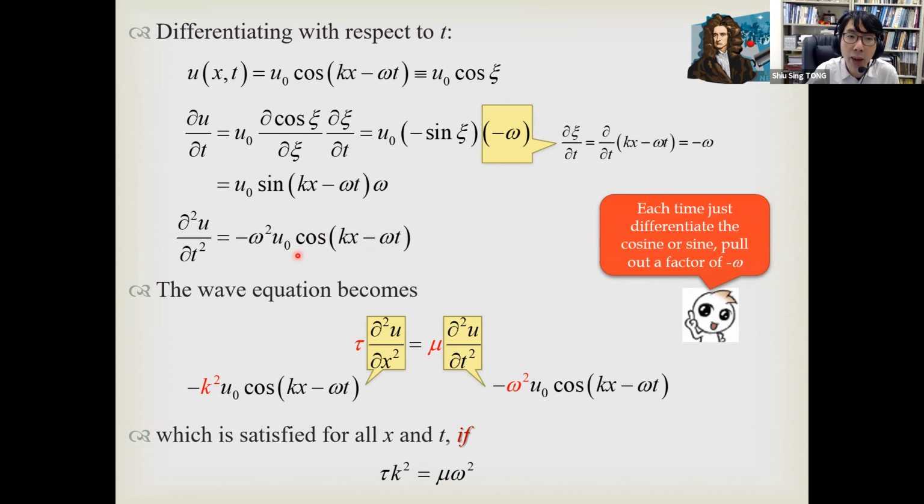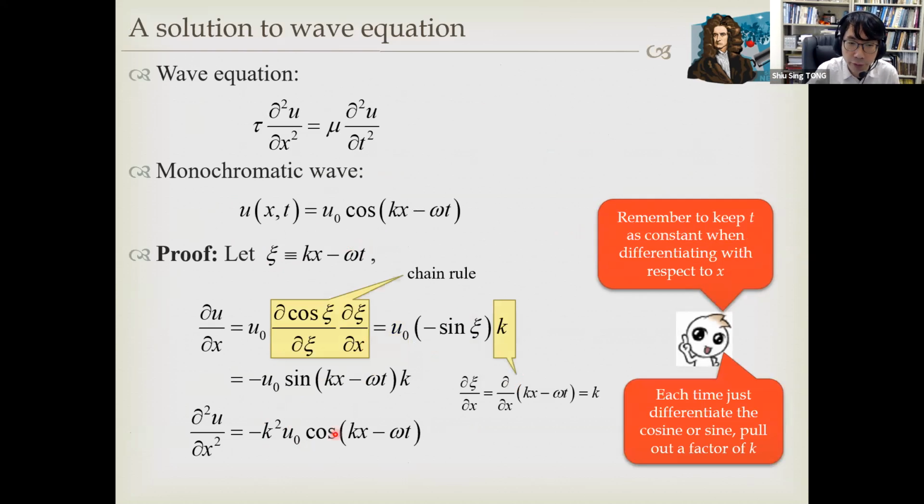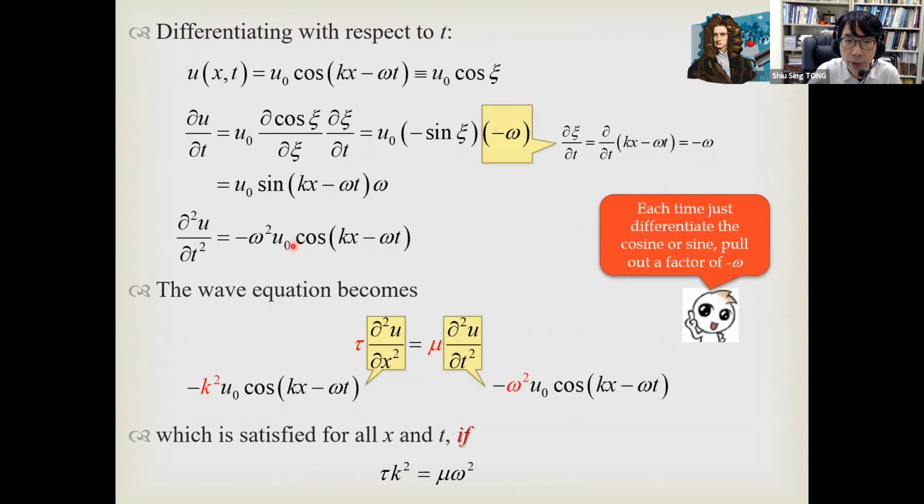Now, when we compare the second derivative in space, which is like this, with the second derivative with respect to time, which is this, we can see that they satisfy the wave equation. When we put the two functions back into the wave equation, we find that the cosine factor cancels on both sides. Both sides contain the cosine function, which means they can be canceled.